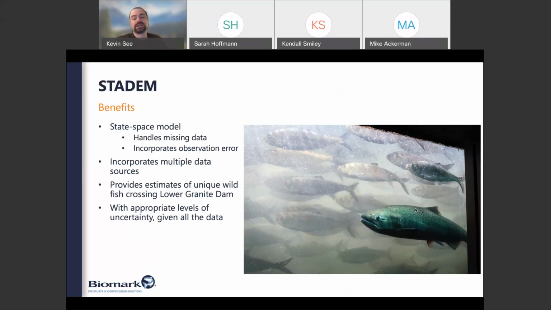To wrap up this portion and some of the benefits of Statum, the state space nature of it means it does handle missing data very well. It also incorporates observation error on purpose, and I think that's important. So again, it provides appropriate uncertainty and so appropriate confidence intervals to communicate to managers. It certainly answers the question that we're primarily interested in terms of how many unique wild fish, also how many unique hatchery fish are crossing Lower Granite Dam. That's an important question for managers. Yeah, and I think we've shown through simulations that this works quite well.